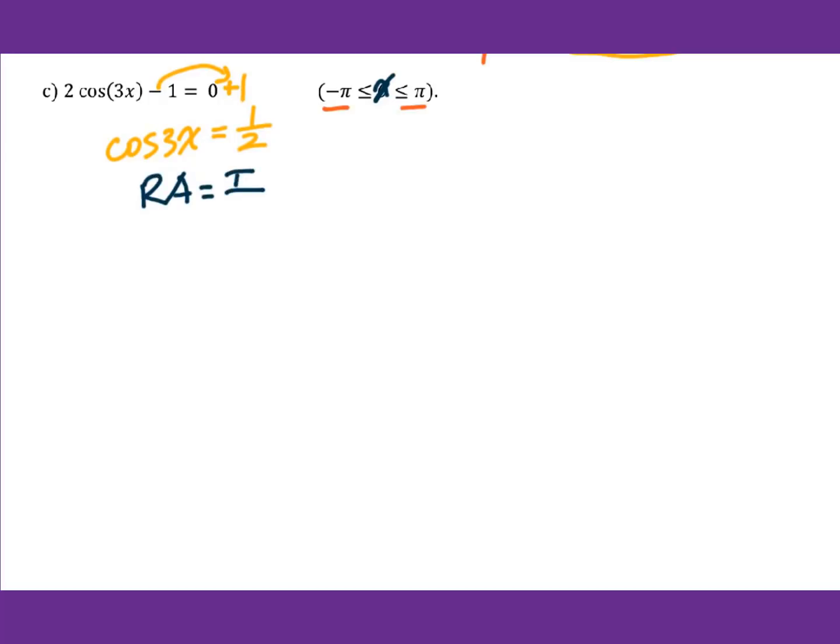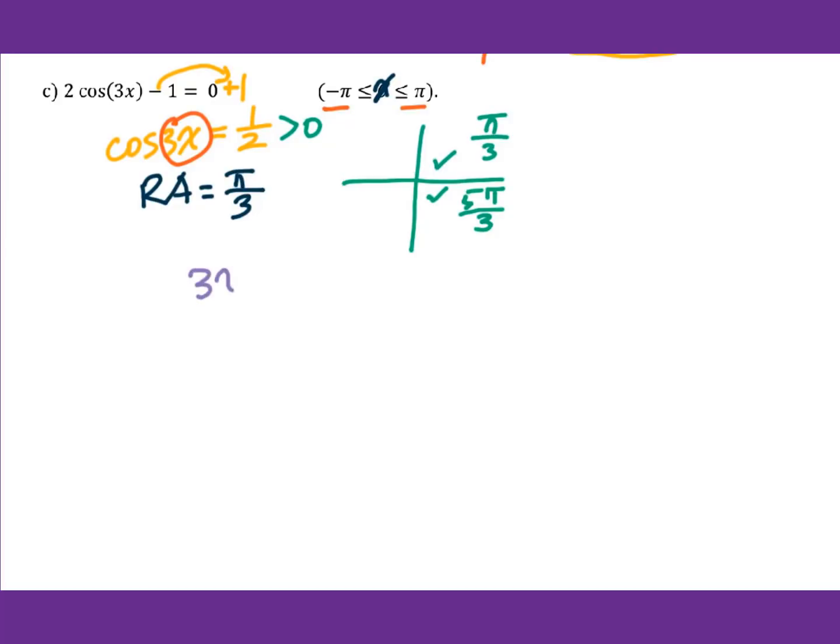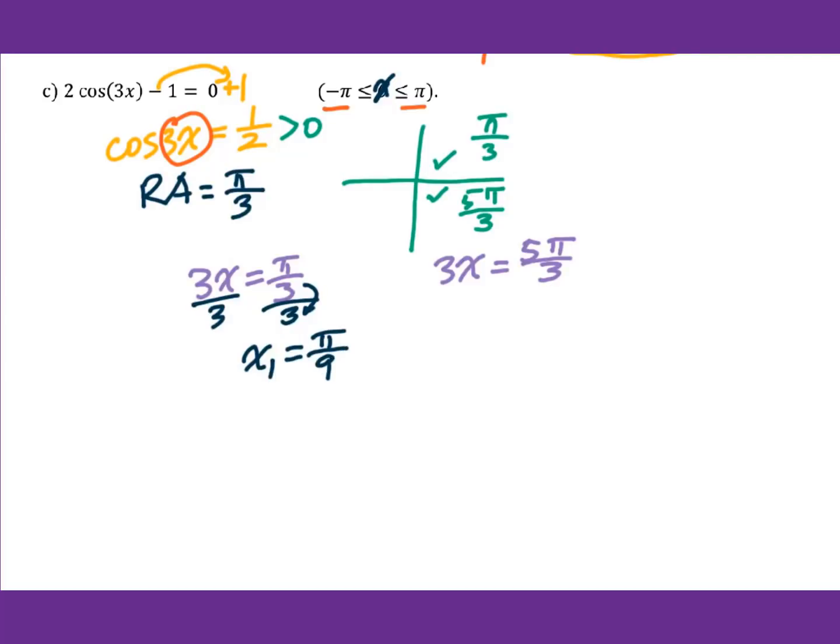Reference angle, that's pi over 3. Since cosine is positive, therefore we go to first and fourth. That is pi over 3 and 5 pi over 3. Our angle is 3x. Therefore, we write down 3x equals pi over 3 and 3x equals 5 pi over 3. So we divide by 3. You will get x1 equals pi over 9. We divide by 3. You will get x2 equals 5 pi over 9.